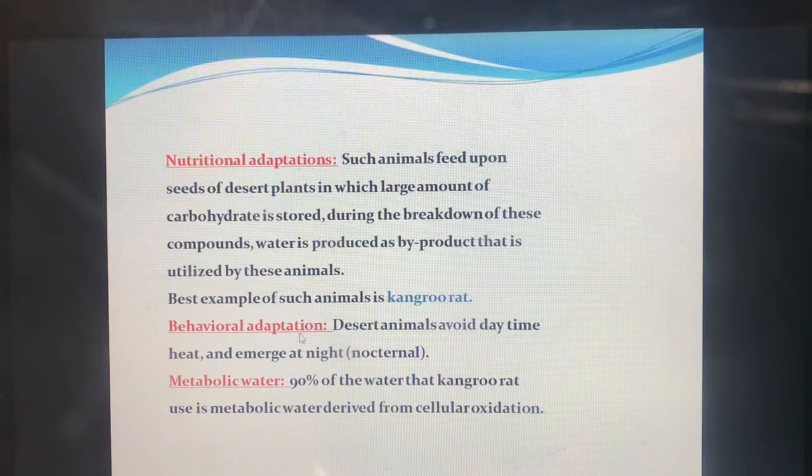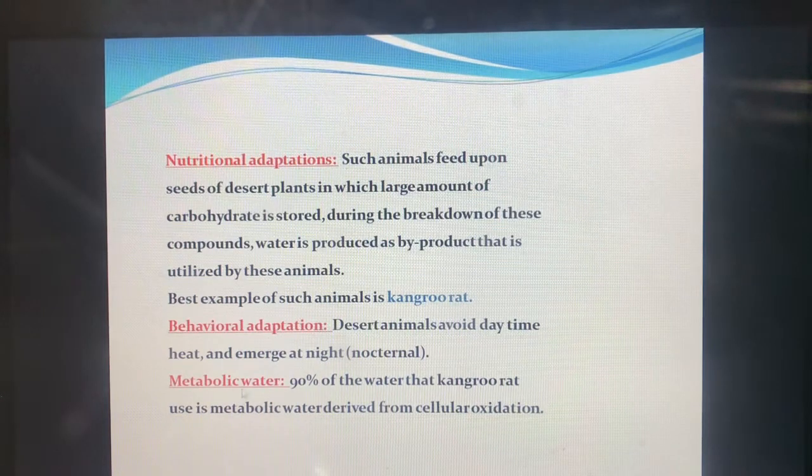Besides this, as a behavioral adaptation, these desert animals avoid daytime heat and emerge at night. So this is basically called nocturnal behavior. At night they are active, performing their maximum activities, and they avoid daytime heat. So this is also one of the adaptations to prevent themselves from dehydration.